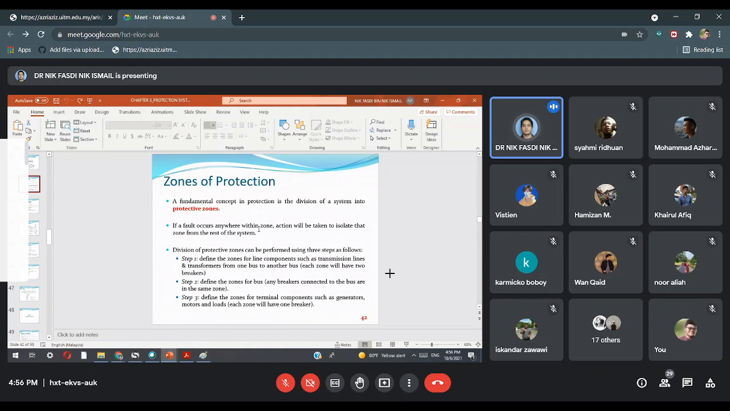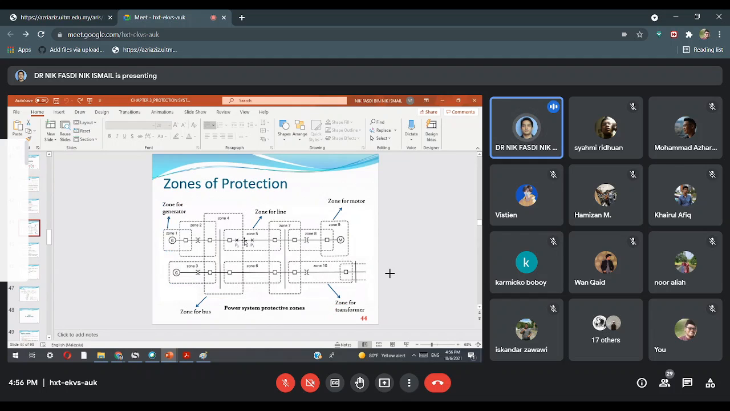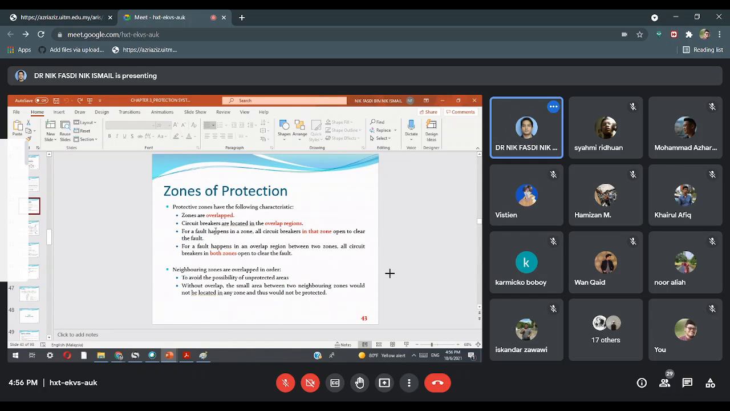If a fault occurs anywhere within the zone, action will be taken to isolate that zone from the rest of the system. If a fault happens here, everything will turn off and cut off. All the breakers operate. That is what it means when using zones of protection. Okay.